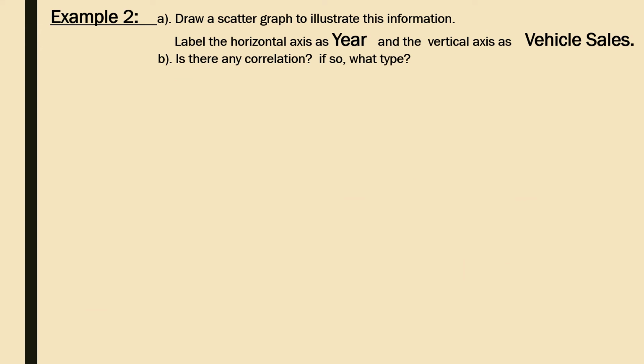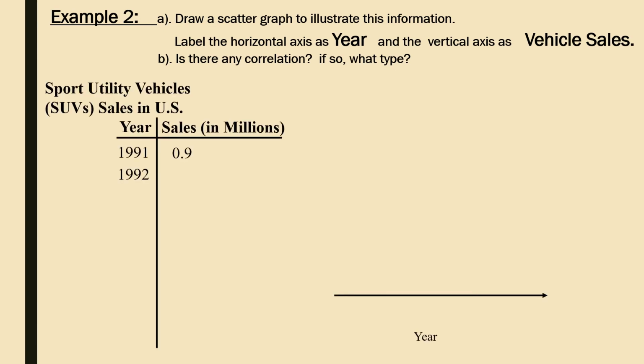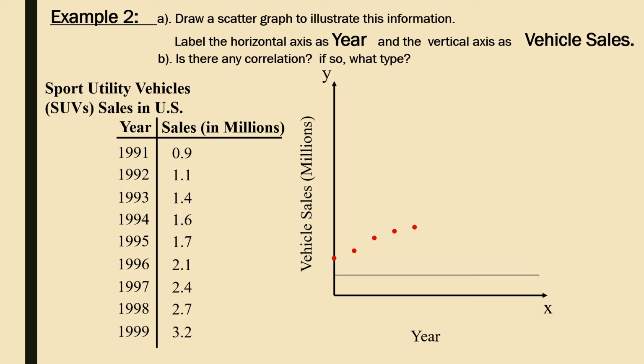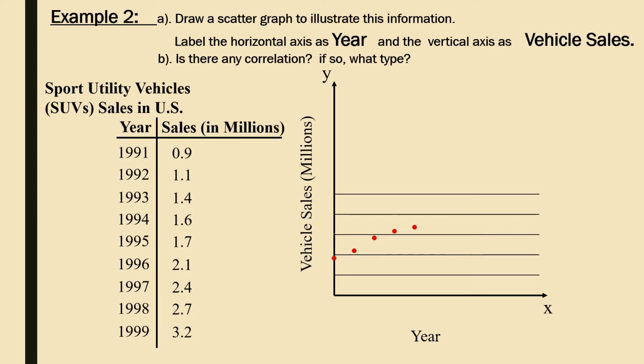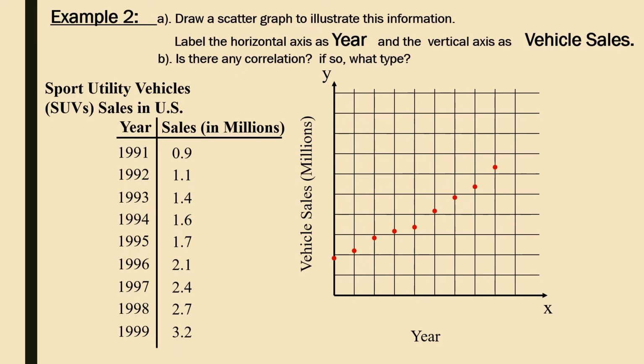Here's example 2. Draw a scatter graph to illustrate this information. Label the horizontal axis as year and the vertical axis as vehicle sales. Is there any correlation? If so, what type? So we took this before, and we're going to draw our scatter graphs just like we did in the previous lesson. For each of them, we're going to take each of them as a pair of coordinates, 90, 91, and 0.9. And when you're done, your graph should look just like this.